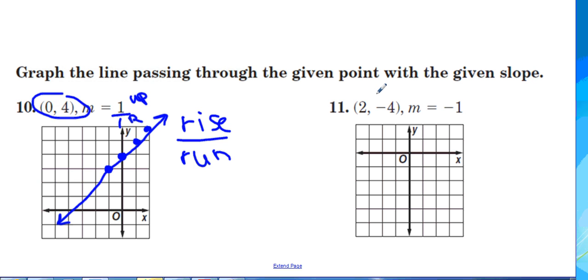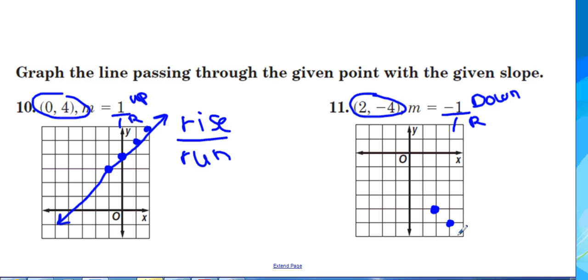On problem number 11, again, I'll begin with the ordered pair that they've given to me. I'm going to move over 2 and down 4. I again have a whole number. I have an integer as my slope. So I'm going to put a 1 in the denominator to make it into a fraction. This time my numerator is negative. That means I'm going to be moving down 1. And my denominator is still positive, so I'll move to the right 1 in order to get the next point on my line. So again, I'm moving down 1 to the right 1.